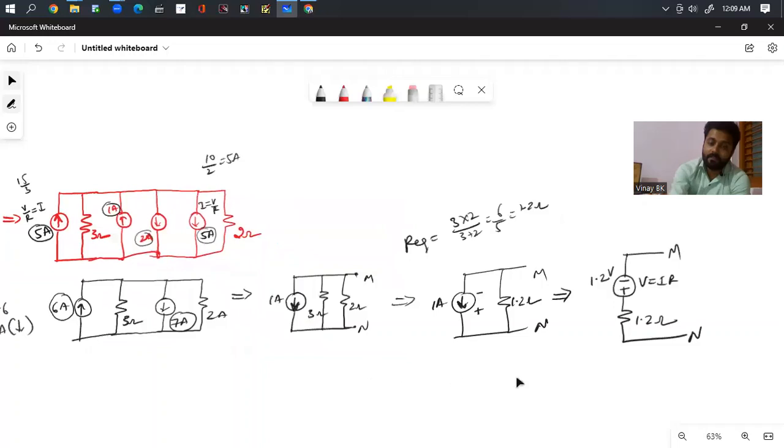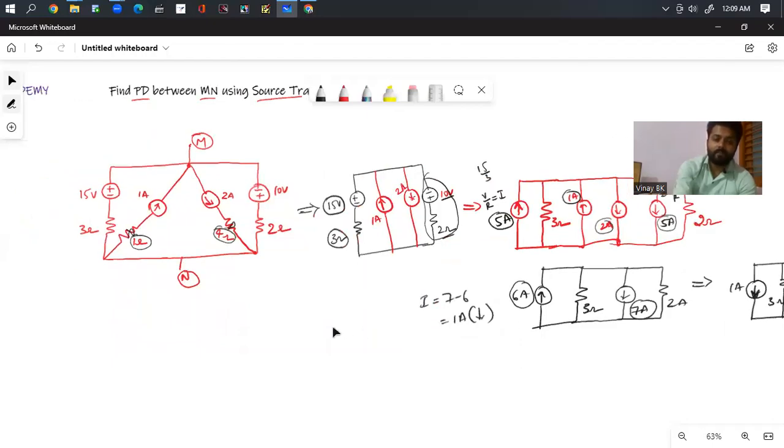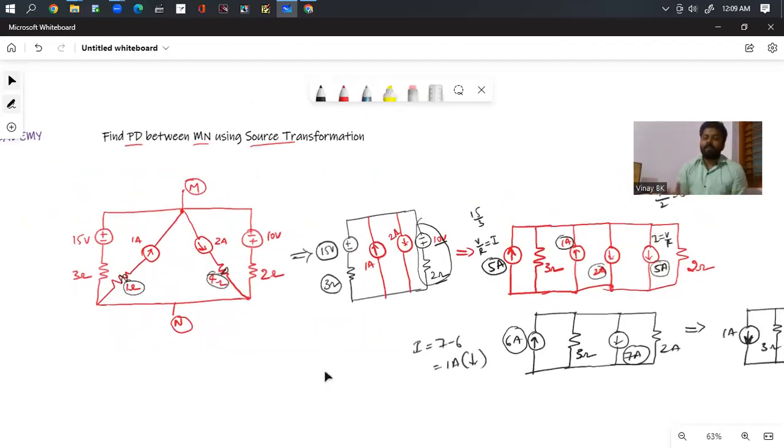Then you are simplifying the parallel resistances, you can get 1 ampere, 1.2 ohm. Then converting that current source into a voltage source, you can get 1.2 volts with respect to the 1.2 ohm resistor. So this is how we have to solve the problems related to source transformation. This is quite a tricky problem, so try to analyze neatly and solve problems like this. If resistances are connected in series with the current source, or if resistances are connected across the voltage source, you can call that a redundant resistance.